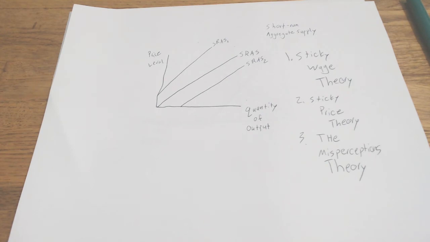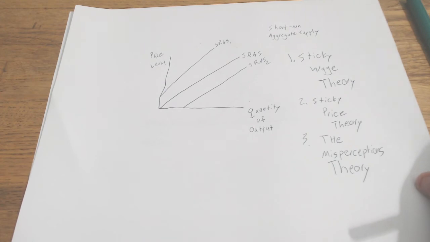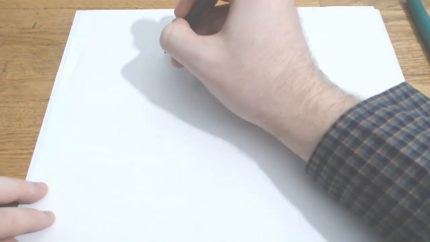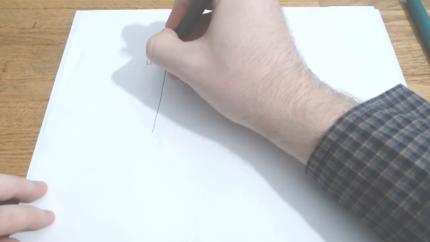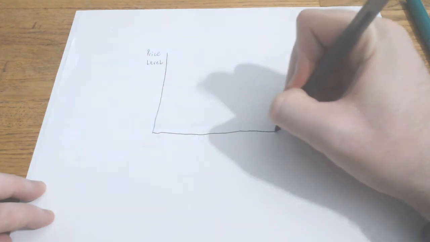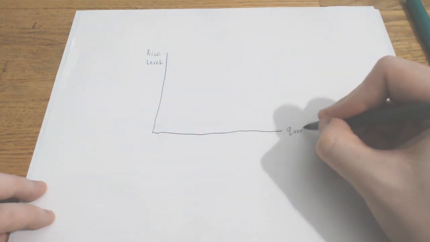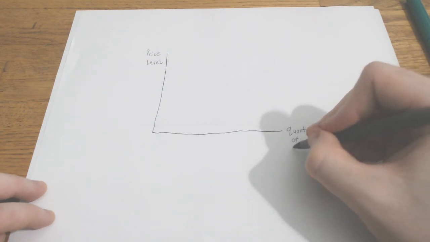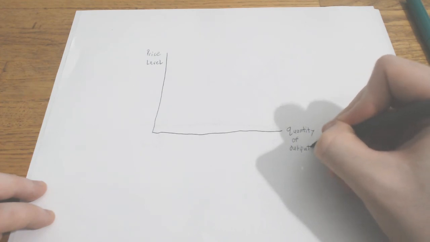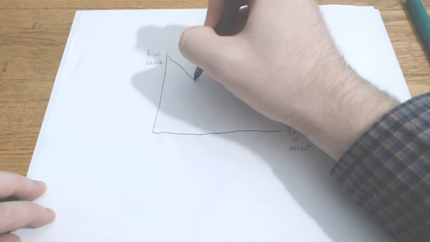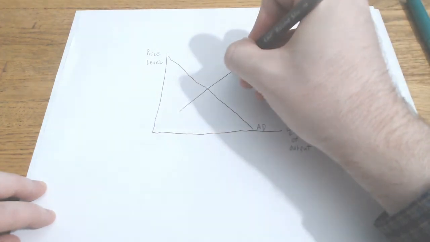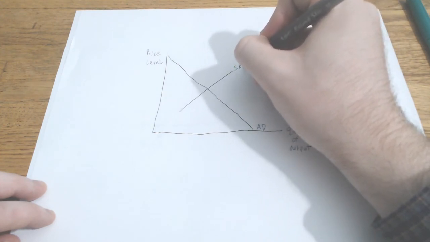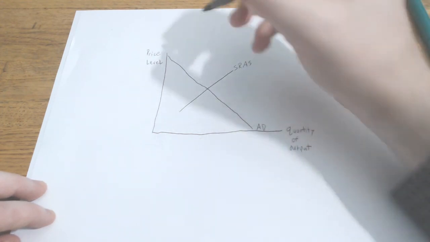We have our aggregate demand and we have our aggregate supply now. Let's combine them. This will be our price level. This will be quantity of output. We're going to have our aggregate demand, our short run aggregate supply, and our long run aggregate supply.